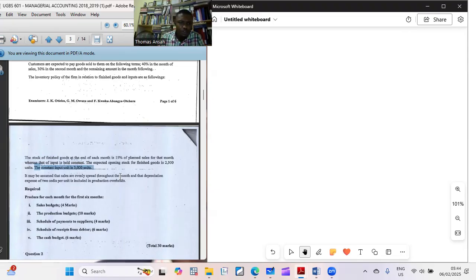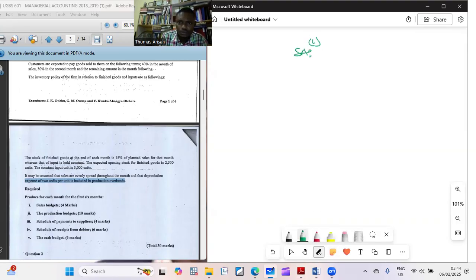Sales are evenly spread throughout the month, and depreciation expense is 2 cedis per unit included in the production cost. So it means that it has been included, and you will do the amount and subtract it from it. So we are told to do the sales budget. So let's do our sales budget. All right. So what do we do? We set up our month.